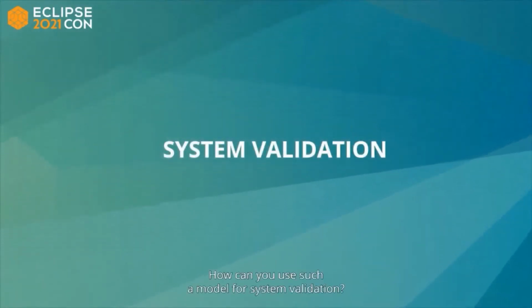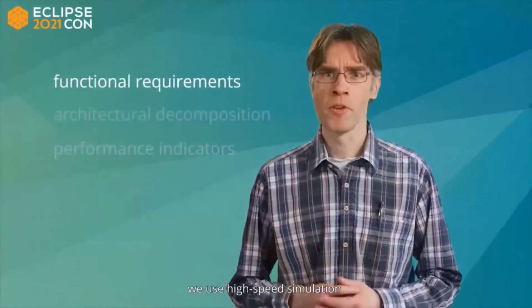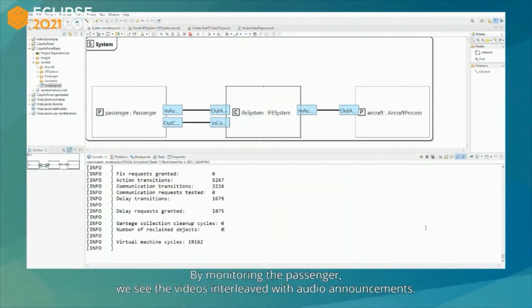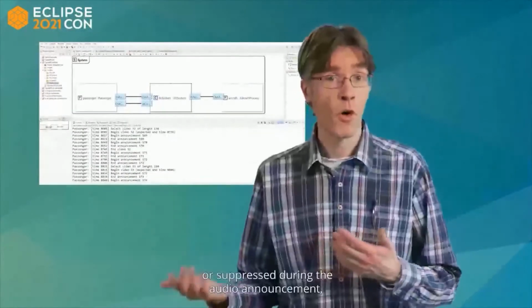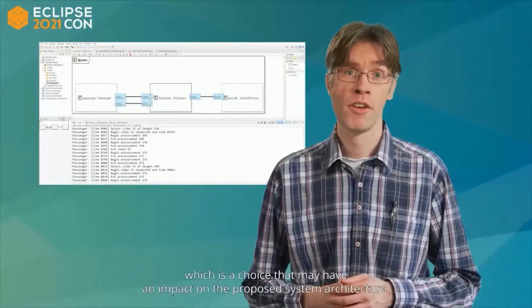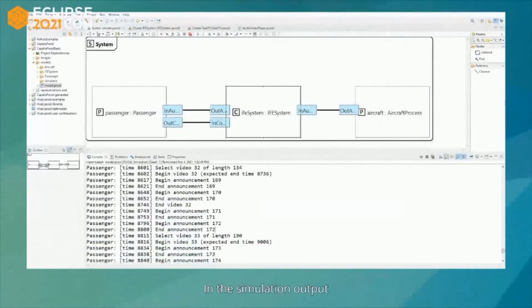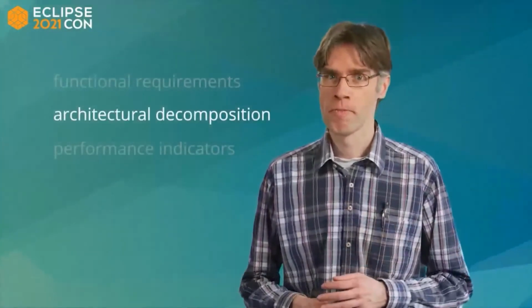How can you use such a model for system validation? To validate the functional requirements, we use high-speed simulation. By monitoring the passenger, we see the videos interleaved with audio announcements. In particular, we can discuss whether the video should be paused or suppressed during the audio announcement, which is a choice that may have an impact on the proposed system architecture. In the simulation output, I see that the video ends later than the expected end time. So you have decided that the video must be paused. You may also have noticed that the simulation suddenly stops.